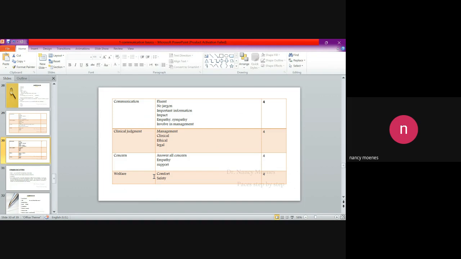Then the clinical judgment. The clinical judgment means your management, all in the management plan. Like you did for him this non-pharmacological advice, this pharmacological treatment you discuss with him clearly, and if there is any ethical problem, you deal with this ethical problem, and if there is legal problem, you deal with it. Of course, for UK now there are no questions from the examiners. They used to ask about this ethical and legal issue. Now it's not, but they may ask you in a concern.